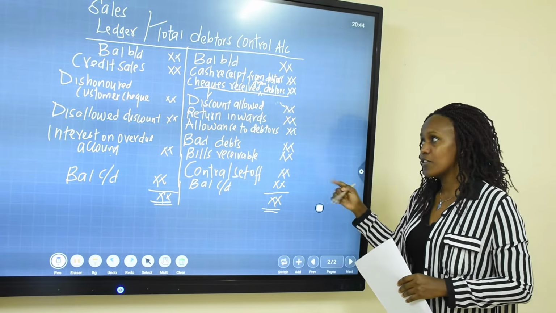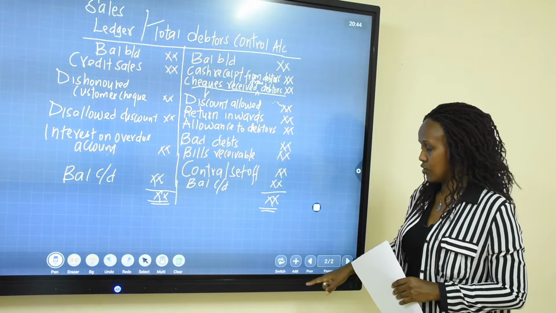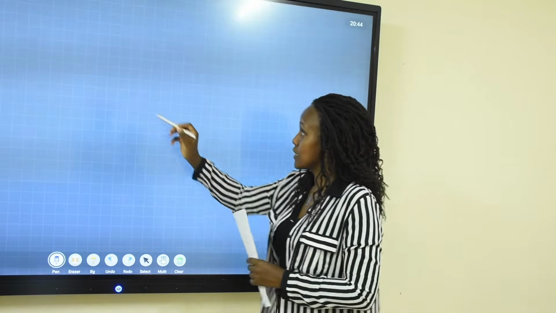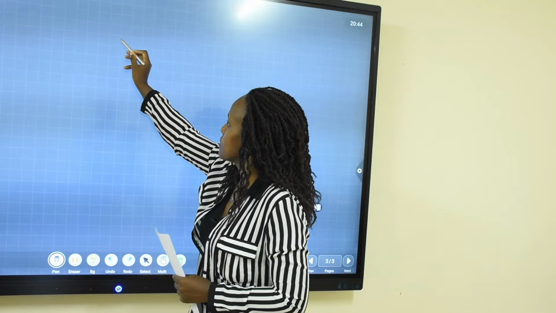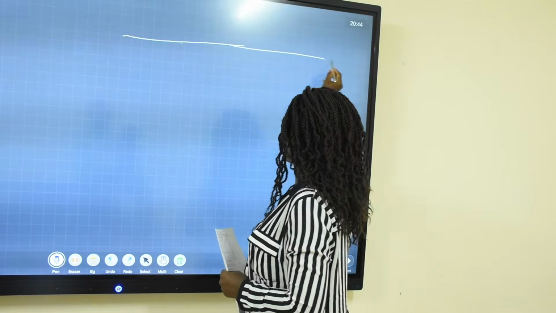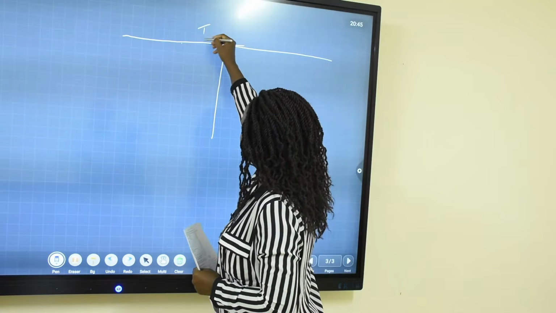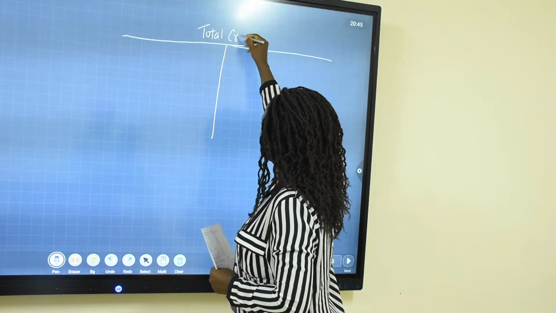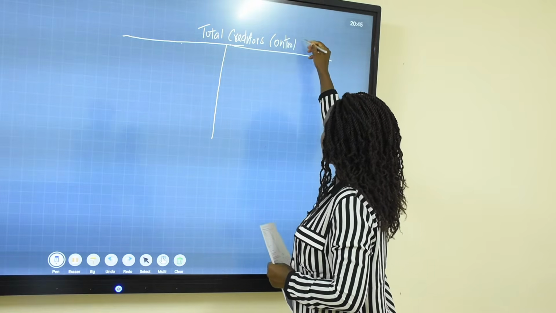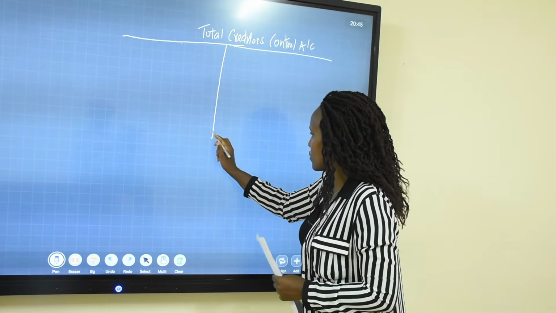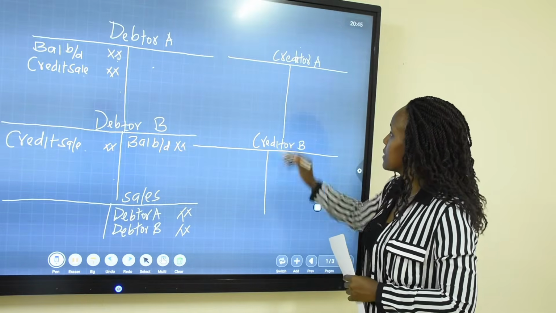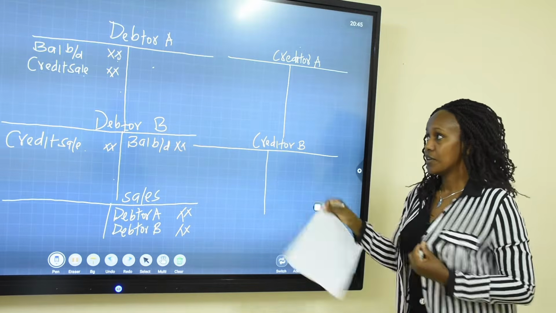And now let's move on to a creditors control account. So a creditors control account is the same concept. If you have creditors, let's see here. This is the total creditors control account. Total creditors control account. So let me come back here to our creditor scenario. You had there the debtors.